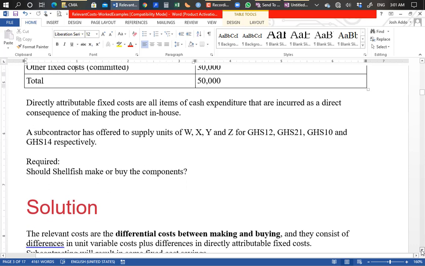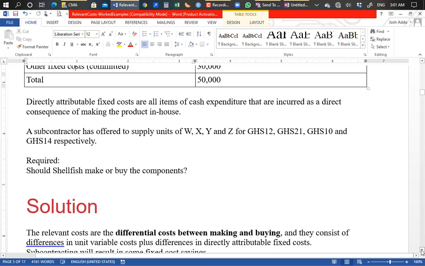A subcontractor. Okay, so this is how you have to understand the question. So this is the full cost on manufacturing the products W, X, Y, and Z. Now the decision confronting us right now is to do a cost and benefit assessment about manufacturing these products and buying them from an outside manufacturer. Which of them is more profitable to us as a business?